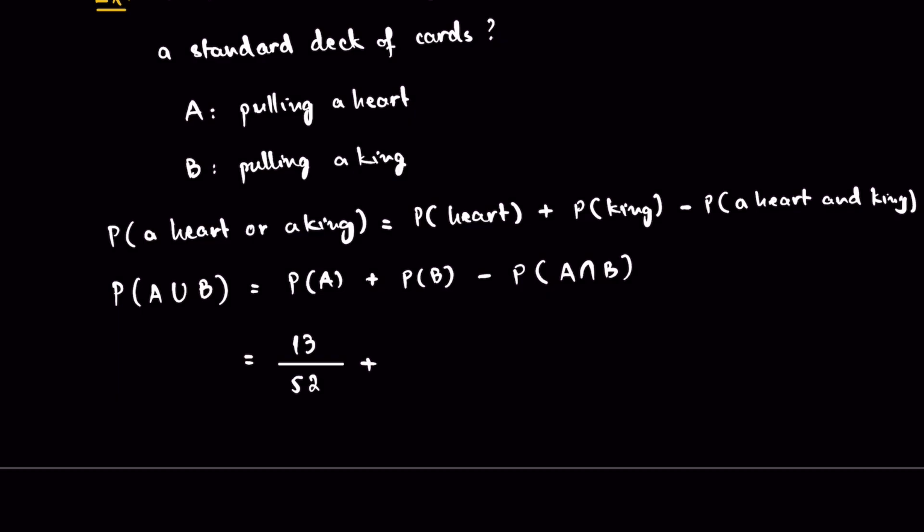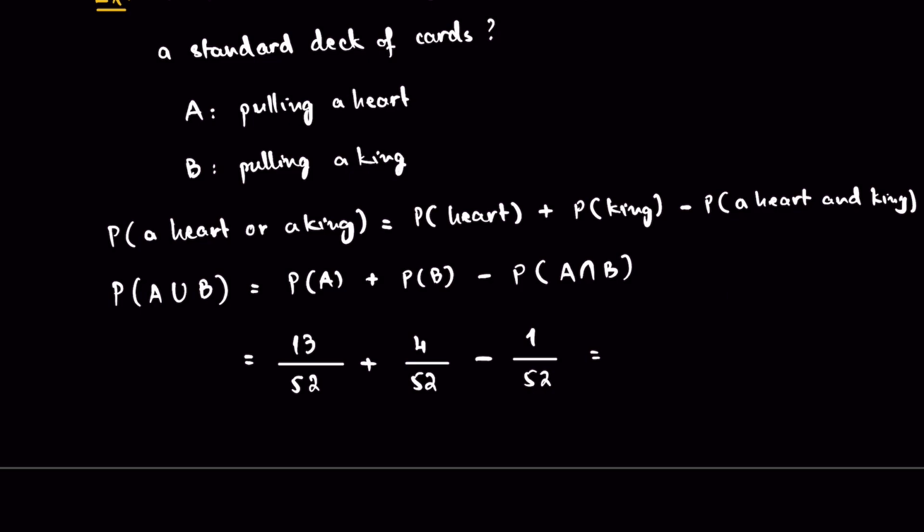Plus the probability of B, or the probability of getting a king. There are 4 kings in the deck of cards, so you get 4 out of 52. And this last probability is the probability of getting the king of hearts. There is only one king of hearts in the entire deck of cards. Therefore, the probability of this is 1 out of 52.